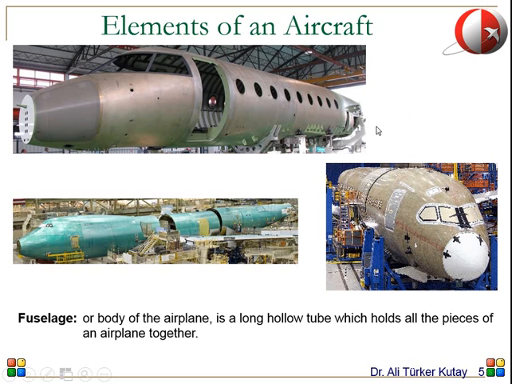Let's start with the main body of an aircraft. It's called a fuselage. A fuselage is the body of the airplane, which is basically a long hollow tube which holds all the pieces of an airplane together. So all the other elements are attached to the main fuselage. It's in the center, and it carries whatever you want to carry. So if you have a passenger aircraft, then the passengers will be sitting in its fuselage. Or if you have a cargo airplane, then your cargo will be stored within the fuselage. And again, the other parts are attached to this main part.